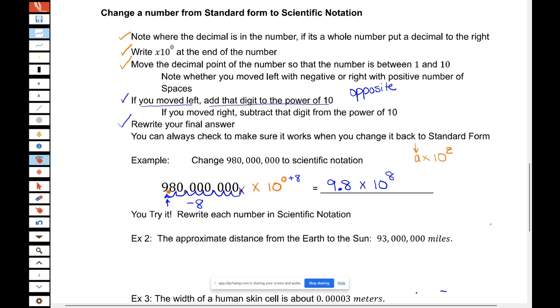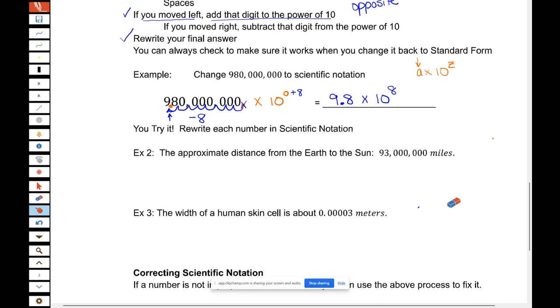All right, let's try a couple more. If you want to try this on your own, you can pause the video, try it, and then come back and check your answer, which would be really good. All right, so the next one says, the approximate distance from the Earth to the Sun is 93 million miles.